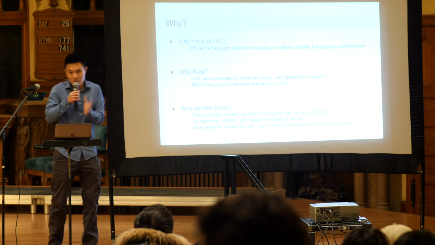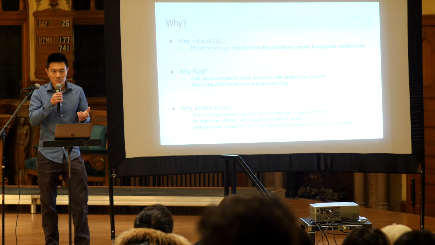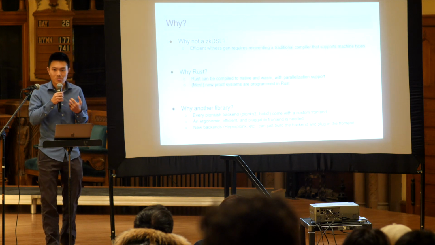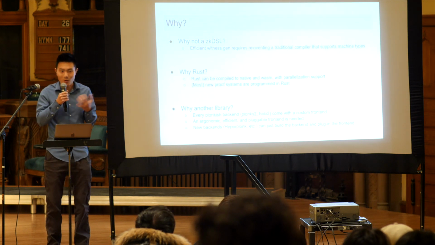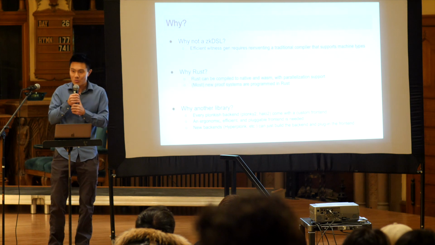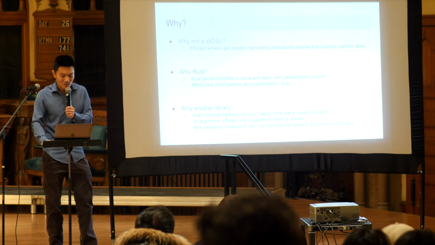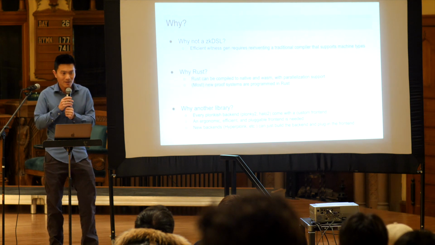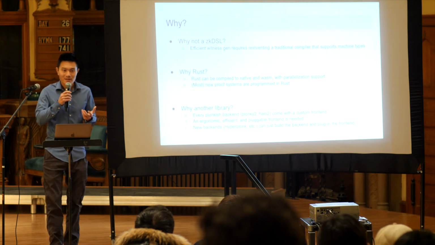On the flip side of that, if we don't build DSLs, what do we do? Right? How do we get a Circom-type experience for more modern proof backends? Well, let's use Rust, right? Why? Because all the modern new proof systems are built in Rust. Okay, so let's not build a DSL, let's build in Rust. And now finally, why another library?